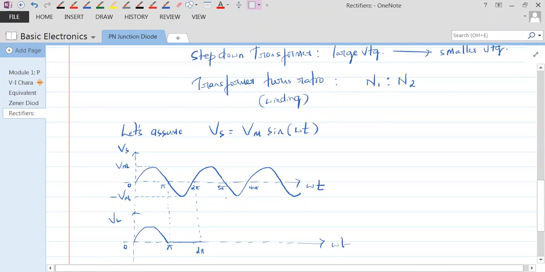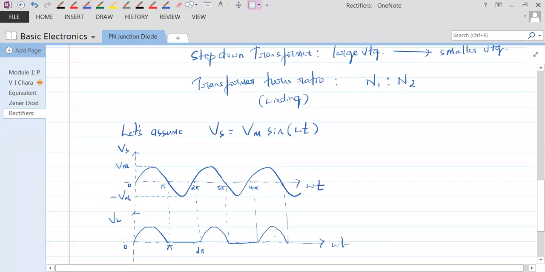Again, a positive cycle comes from 2 pi to 3 pi. Again, it conducts. Okay, from 3 pi to 4 pi, again there is a negative cycle. Does not conduct. Okay, so that means this is how the output we are going to get.